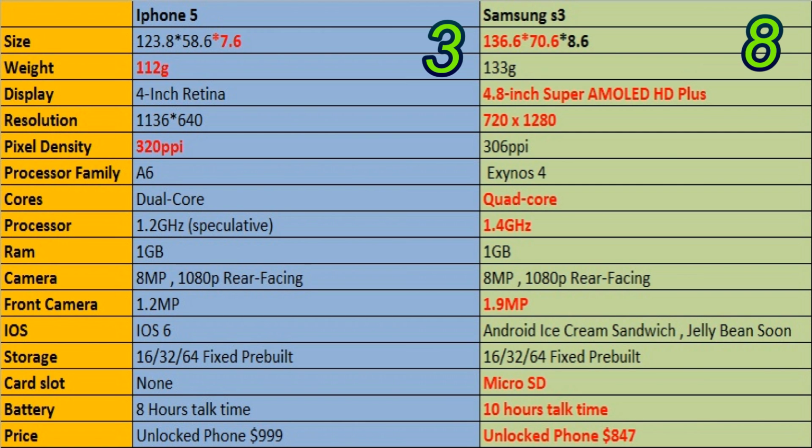And regarding the storage units, both the phones have 16, 32 and 64 fixed pre-built storage units. The iPhone 5 obviously doesn't support the micro SIM, while the Samsung does. Battery wise, we do have 10 hours of talk time for the Samsung S3, which is 2 hours improvement over the competitor, being the iPhone 5.